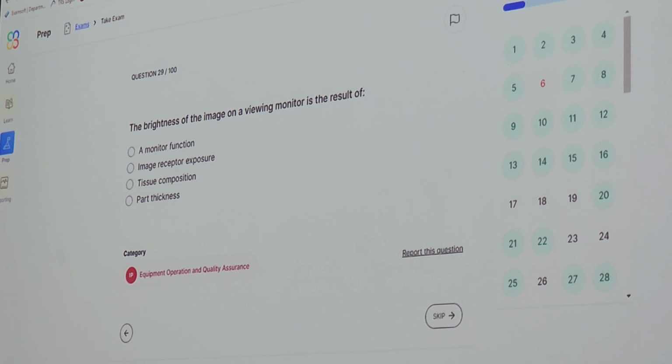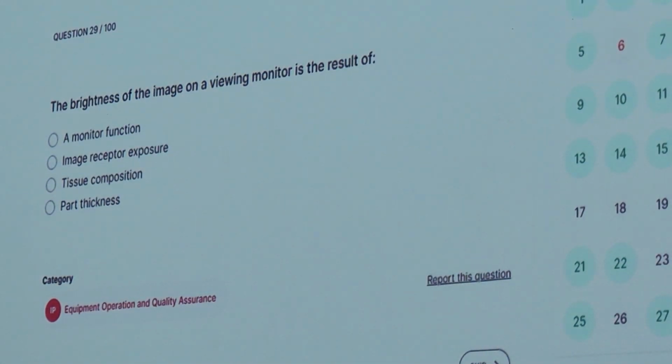Right, and then Shaheen. The brightness of an image on a viewing monitor is the result of monitor function, image receptor exposure, tissue composition, part thickness. I think this is kind of a tricky question. It's kind of an odd question. It's a monitor function. Very good.